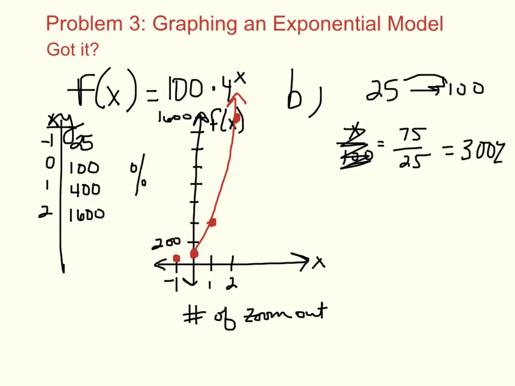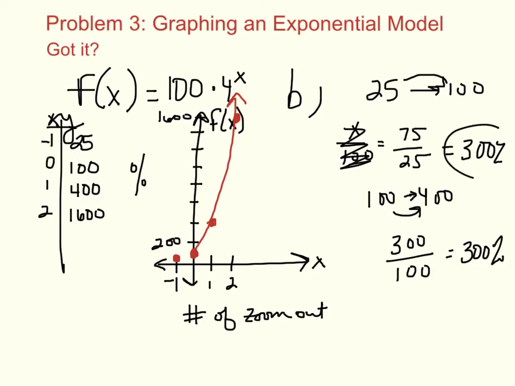If you went on to the next one, 100 to 400. To find the percent of increase, you have to subtract the two amounts. So it increased by 300 divided by the original amount of 100. 300 divided by 100 is 3. You have to times that by 100 since we're doing percent. Remember, 3 is just a decimal. You have to change it to a percent, so it's going to be 300%. If you keep going, it's going to be the same thing. So part B is 300%.